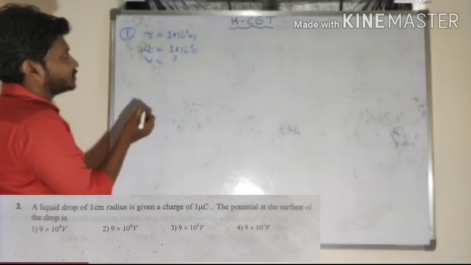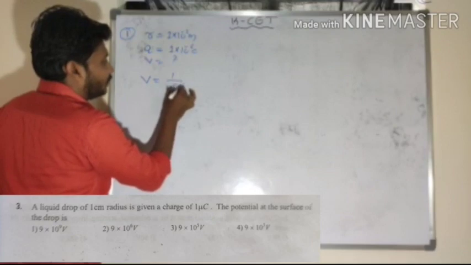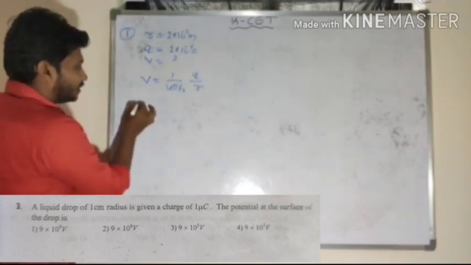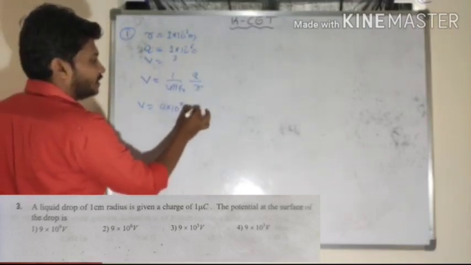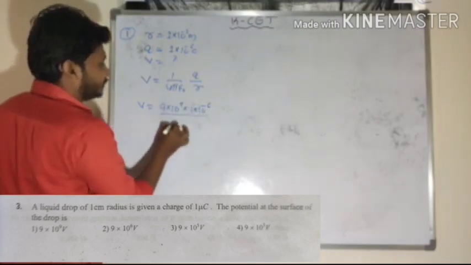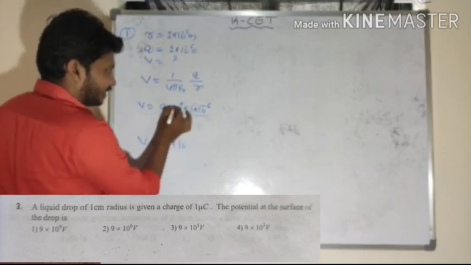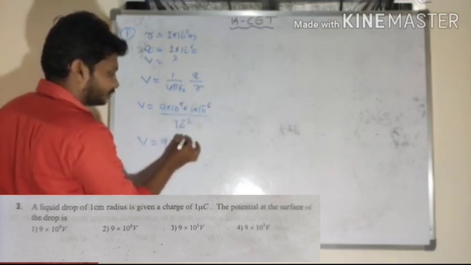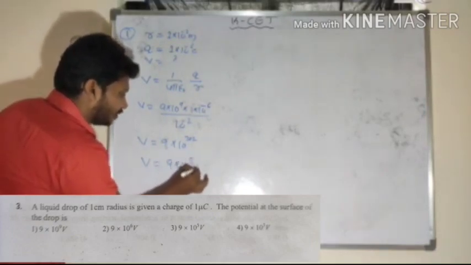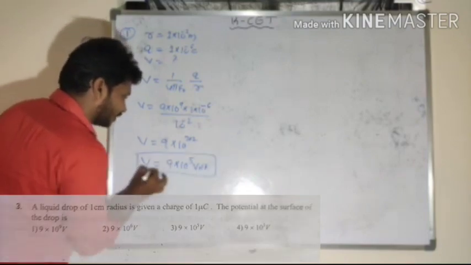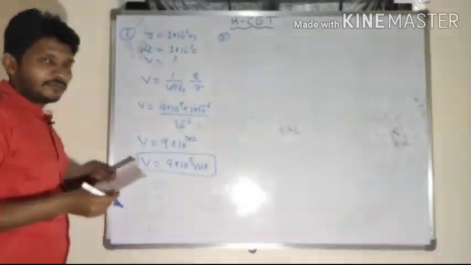So V is equal to what? In case of point charges, V is equal to 1 by 4 pi epsilon naught Q by R. 1 by 4 pi epsilon naught value is 9 into 10 to the power of 9. Q value is 10 to the power of minus 6. Distance value is 10 to the power of minus 2. So V is equal to 9 into 10 to the power of 9 minus 6, that is 3, plus 2. So V is equal to 9 into 10 to the power of 5 volt. In case of that liquid drop, the potential value is 9 into 10 to the power of 5 volt.